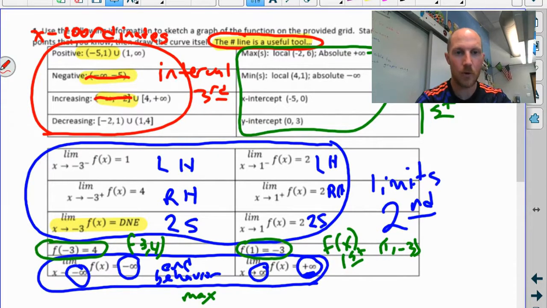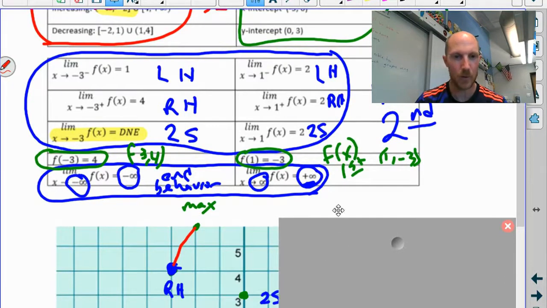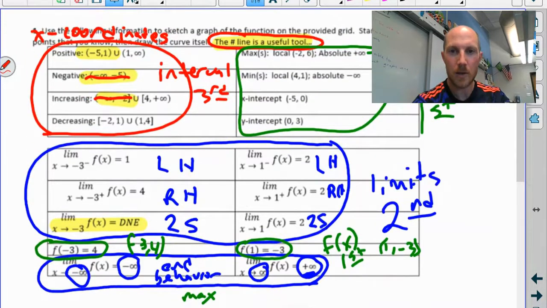I've completed the increasing interval. Positive, I'm not done with that. I'm going to remain above the x-axis until I get to an x value of 1. I don't know if I'm actually going to be able to draw that whole thing right now, but I'll uncover the graph to an x value of 1. And then decreasing is the next interval.